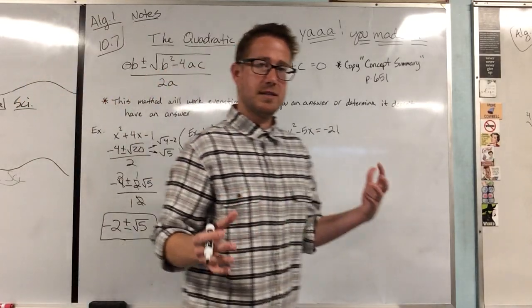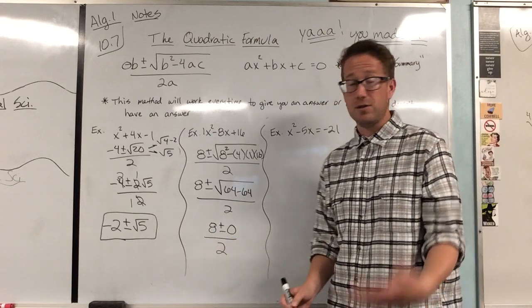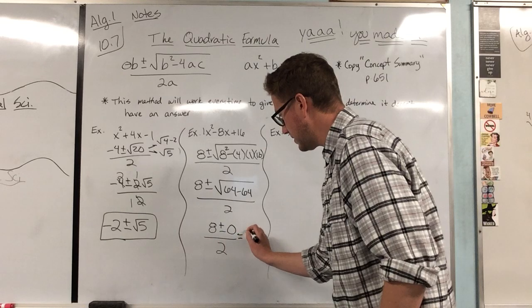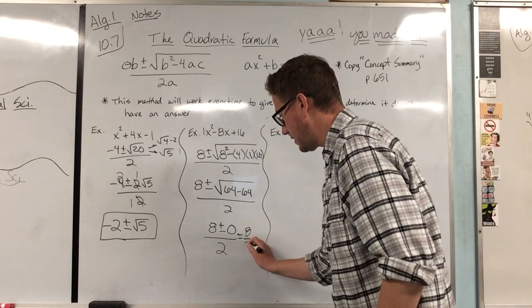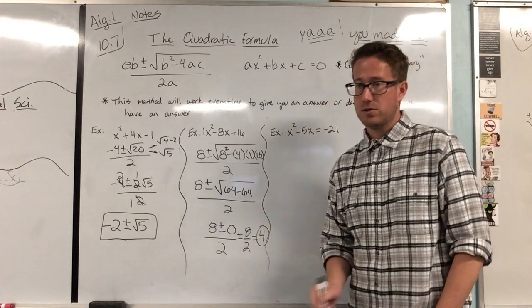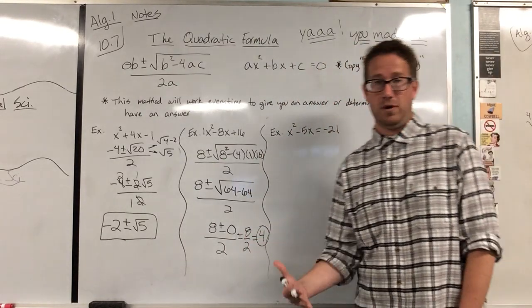Now, I don't want that to confuse you here. 8 plus 0 is 8. 8 minus 0 is still 8. So this right here is really just the same thing as saying 8 divided by 2, which is 4. So all of this works out to simply just be 4.